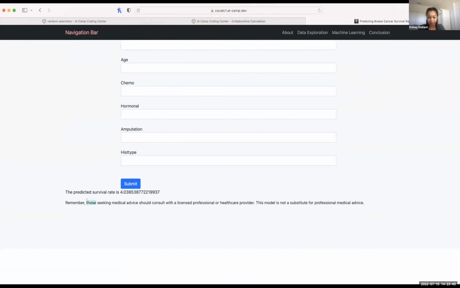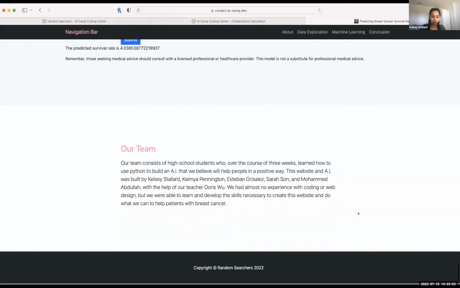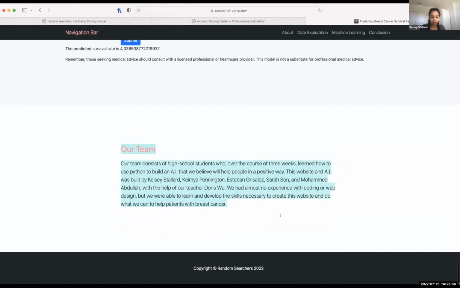And also remember, those seeking medical advice should consult with a licensed professional or a healthcare provider. This model is definitely not a substitute for professional medical advice. And here's the team section.